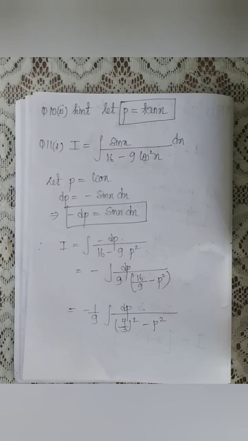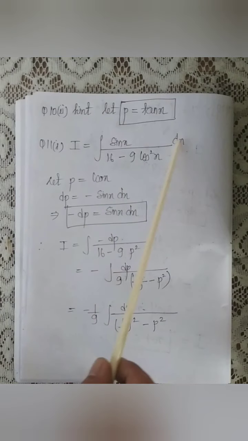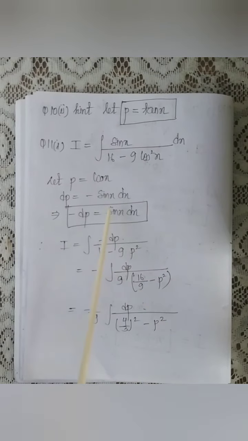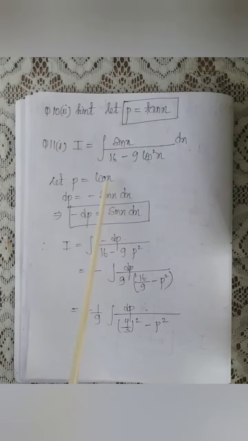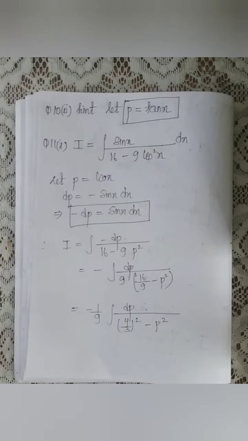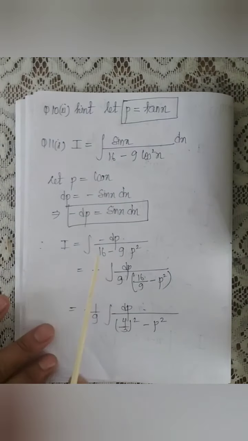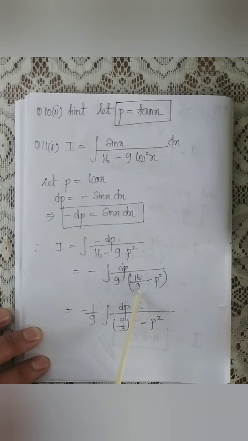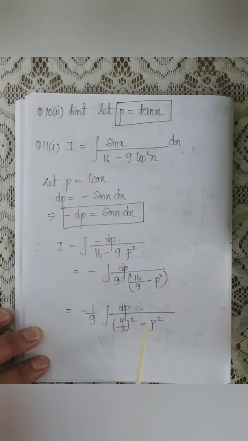Therefore, your integral becomes integration of minus dp divided by 16 minus 9 times, what is the value for cos x? p. So 16 minus 9p square. Now this minus sign is here, and we have to take 9 common. Taking 9 common, we get 16 by 9 minus p square. 1 by 9 is a constant, so it will be minus 1 by 9 integration dp divided by, 16 by 9 is 4 by 3 whole square, minus p square.